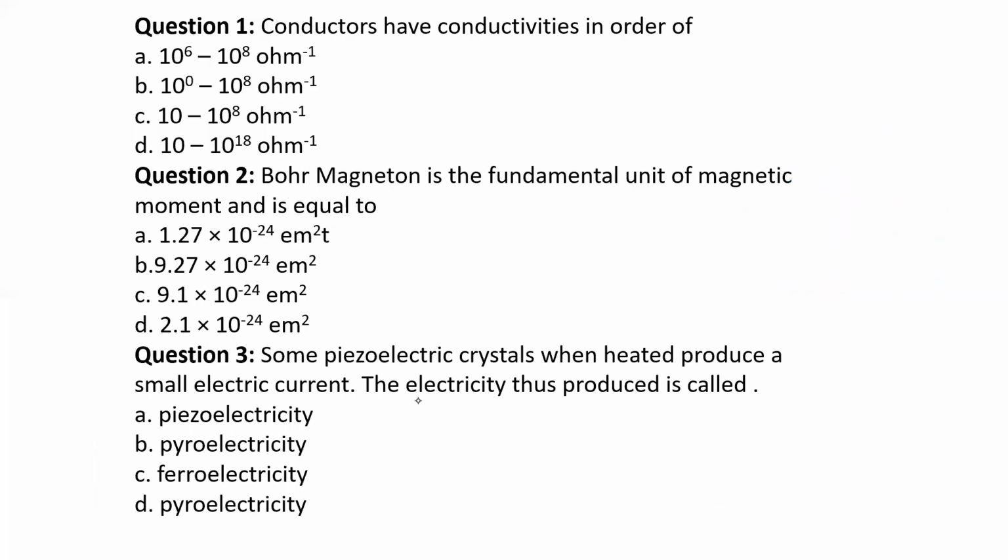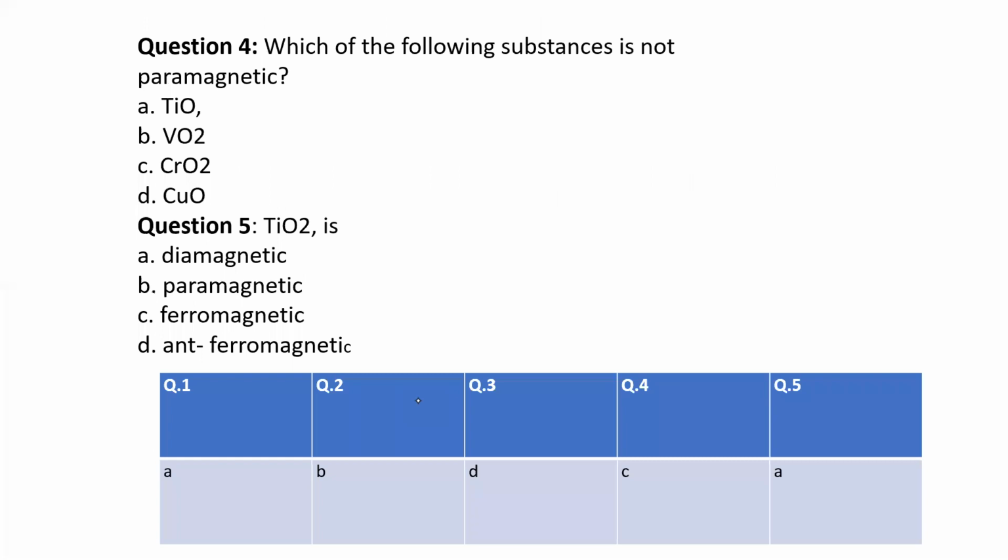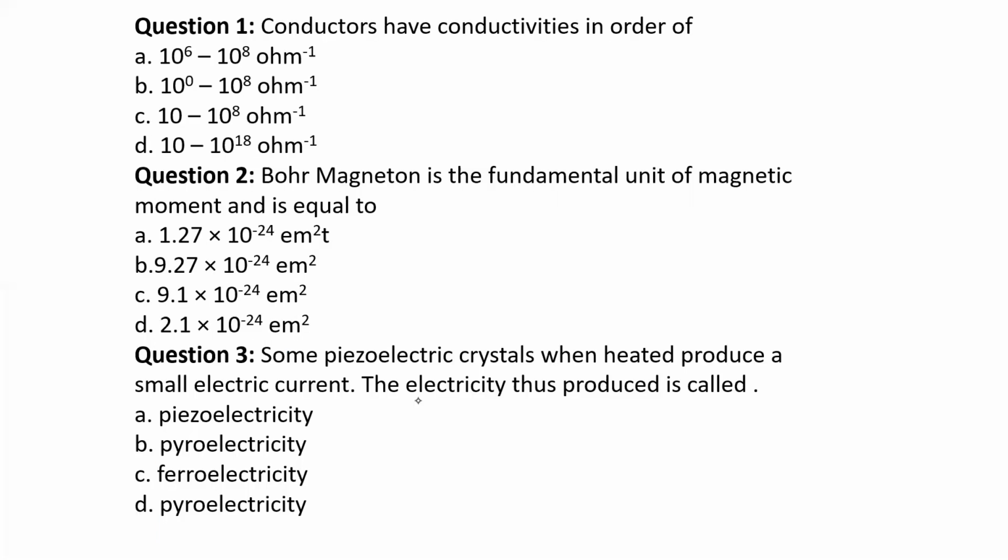Next, now questions based on today's class. Conductors have conductivities in the order of 10 to the power of 6 to 10 to the power of 8 ohm inverse meter inverse. So the answer is the first option. Bohr magneton is the fundamental unit of magnetic moment and is equal to the second option, that is B, 9.27 times 10 to the power of minus 24 A m square.